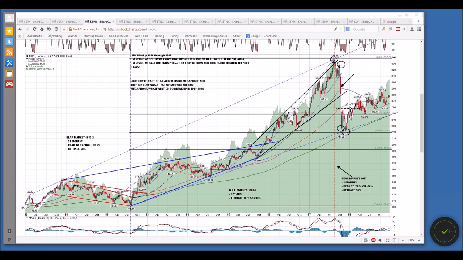probably 3/4 of all the topping and bottoming patterns on SPX are double tops or double bottoms. And therefore you always need to be prepared for the retest. And actually, that's what we're looking at now. We were forming a head and shoulders, and here we are, and we're about to retest the high.